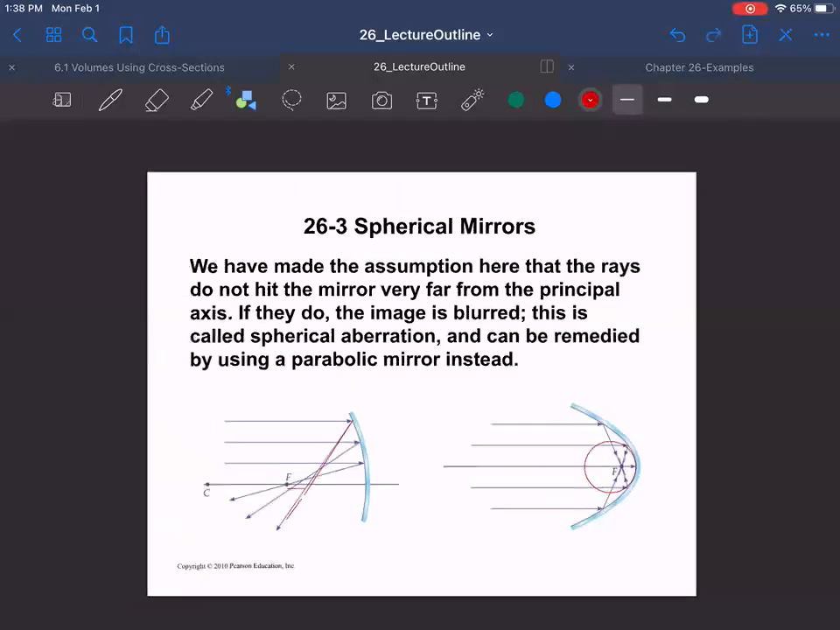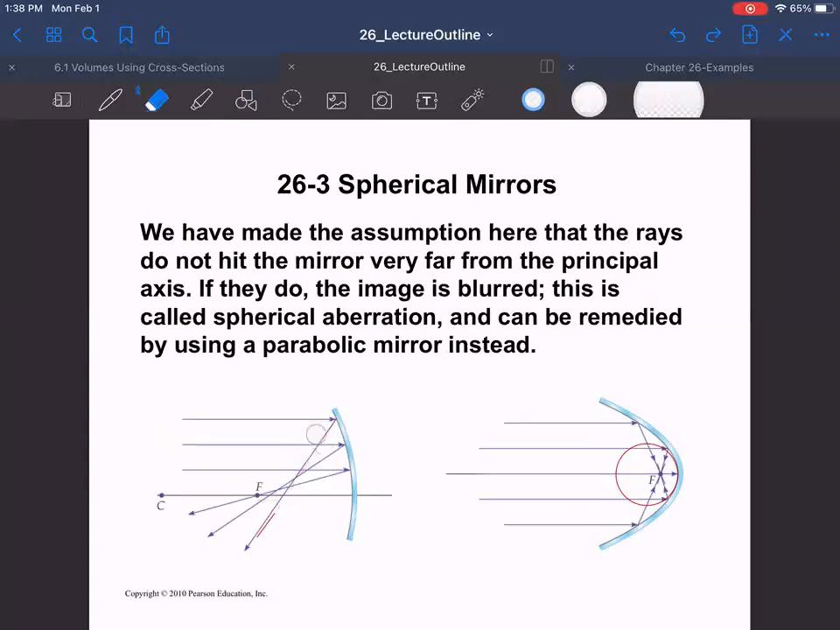Okay? Makes sense? But circular mirrors are much simpler to do with our thin lens, our mirror equation, which is the same as the thin lens equation. So we're going to stick with those. Okay? Any questions so far? Are we doing okay?